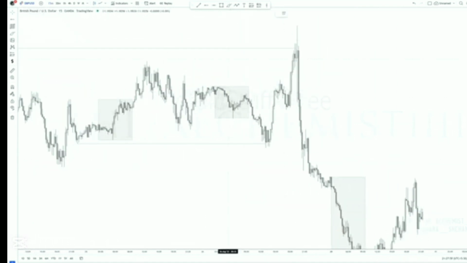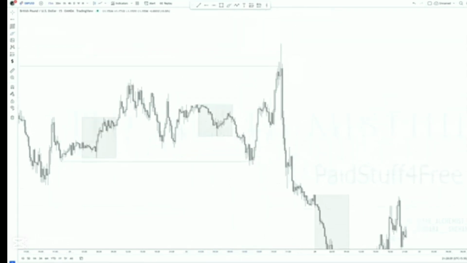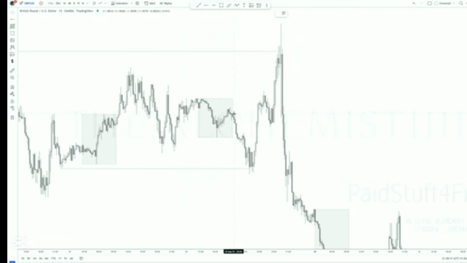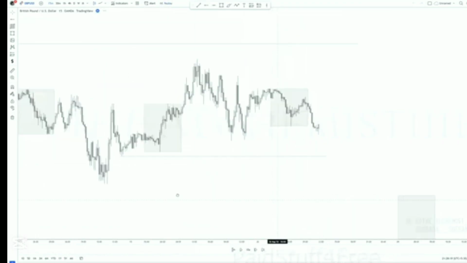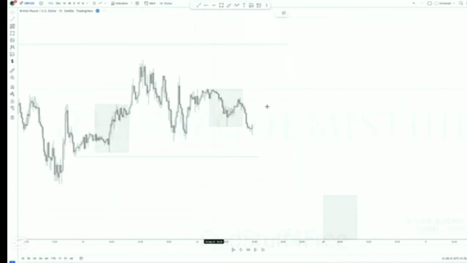But look at what happened in here. We had Asia, we got that false run in the opposite direction, and boom, it started flying. Did you see that? This right here is what we call the Judas swing, the false run in the opposite direction. See, everything I told you happened. Look at this. Trend lines are forming, order blocks forming, maybe supply zones and all of that.